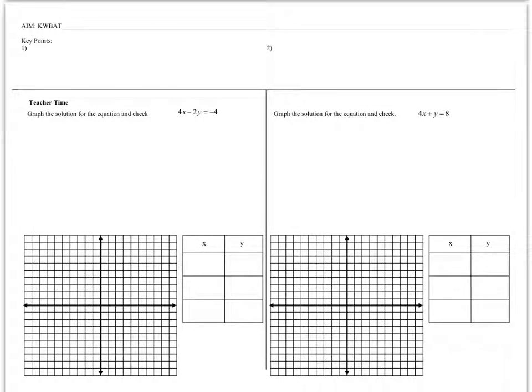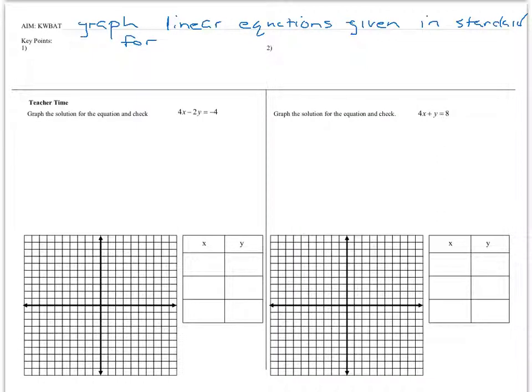Today our aim, Kipsters, will be able to graph linear equations given in standard form using the plug and chug method.